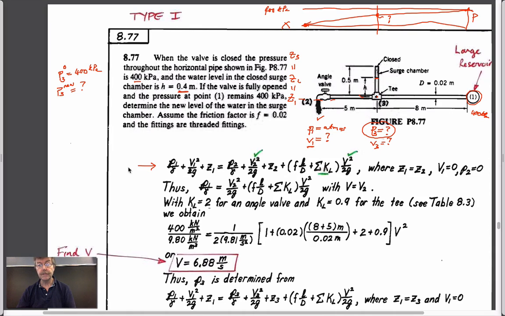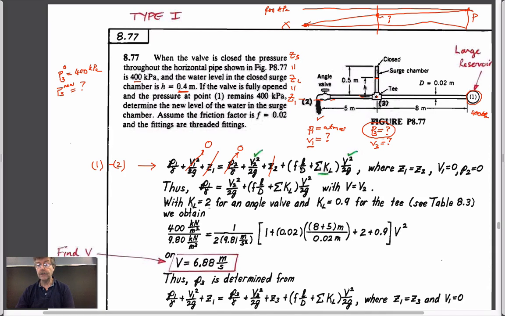First step: Bernoulli between points 1 and 2, bless you. So pressure at 1, velocity at 1, elevation at 1. Pressure at 2, velocity at 2, elevation at 2. So upstream, downstream. Elevations are going to drop out because they're the same. Pressure at point 2 is going to drop out because it's atmospheric. Velocity 2, we don't know. But if this is a large pipe, and it says large pipe in some cases, doesn't it? We're going to take this to make our life easy as 0 also.